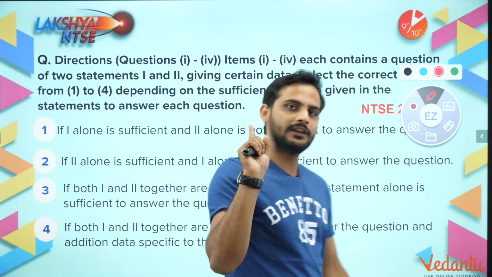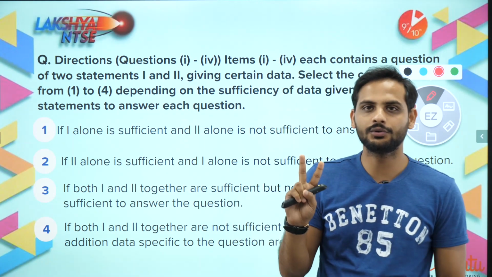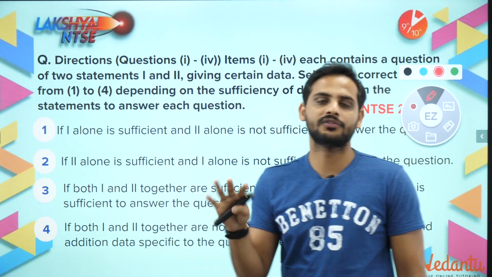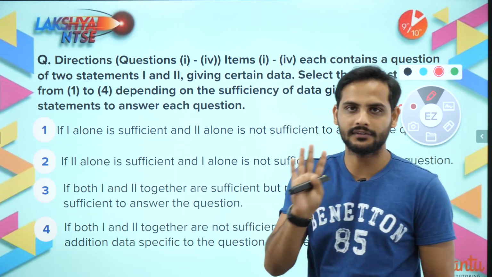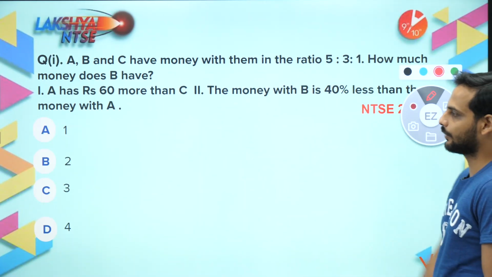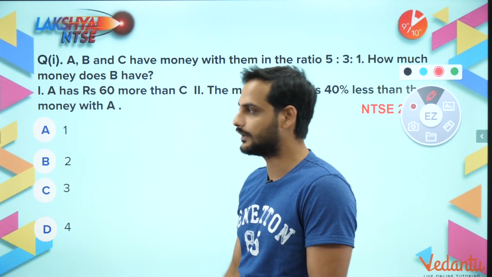Option 1 says even statement 1 is enough. Option 2 says statement 2 is enough. Option 3 says both are needed, and option 4 says even if you use both you can't get the answer. So these are the 4 options. Now let's solve the questions based on the same options. Okay, so 1, 2, 3, 4 means the meaning which I have given earlier.